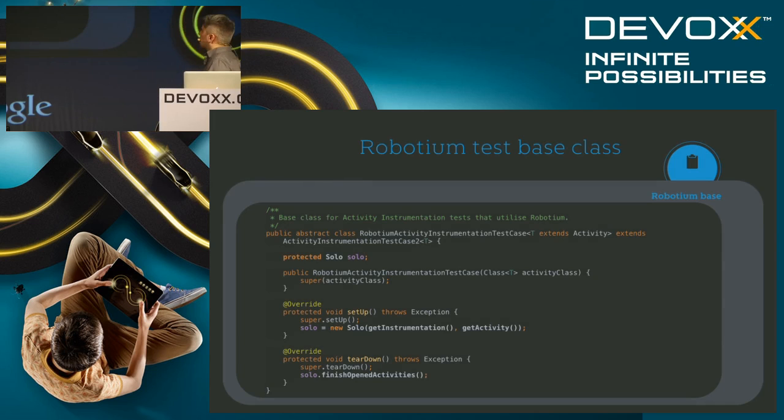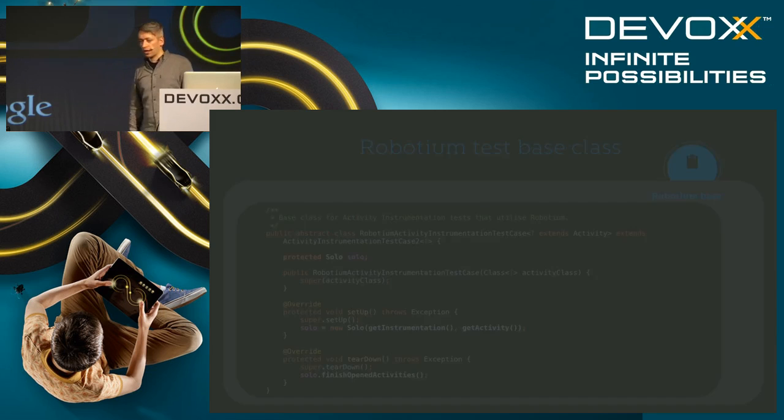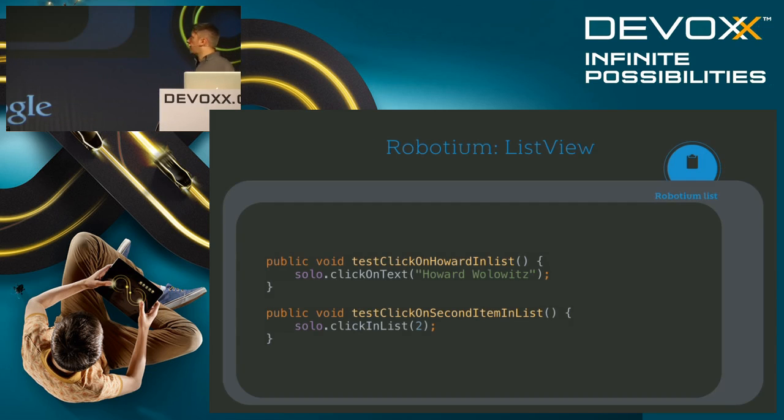Since you always need to get hold of the solo class, if you use Robotium, I would just say make yourself a base class for all your Robotium tests. Could look a little bit like this. Basically you extend the activity instrumentation test case 2, what we had until now. And then you make sure that you make an instance of solo. So in the setup, you get hold of your solo, and then in the tear down, you can make sure that all the open activities are nicely finished and closed up. And after that, you could then write your tests.